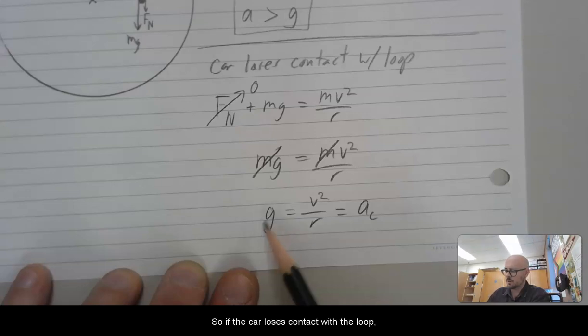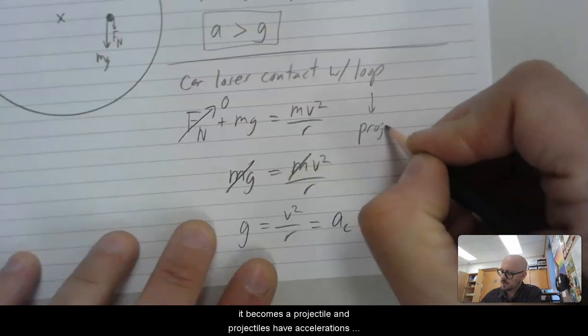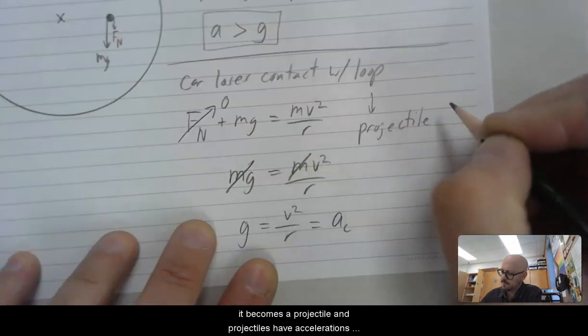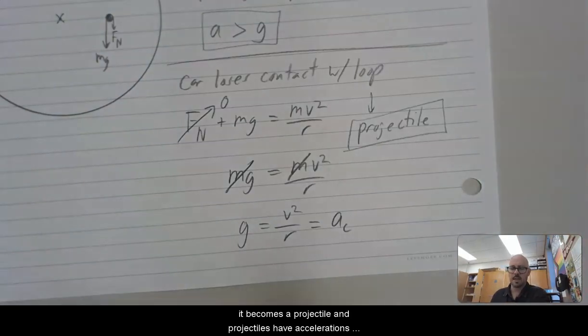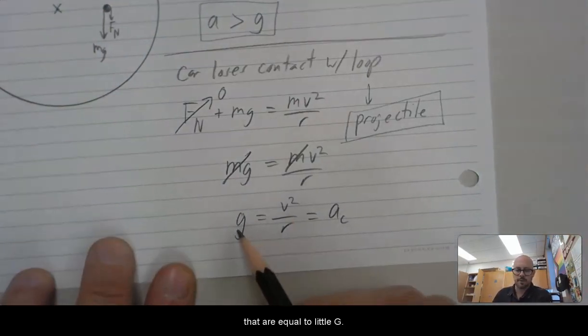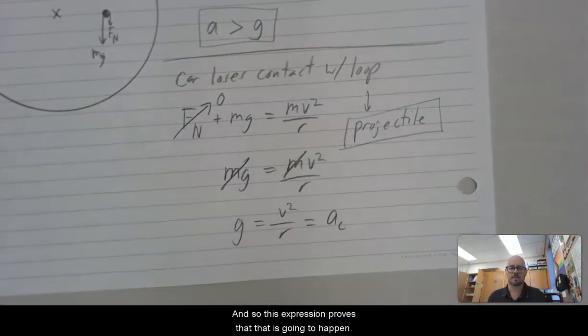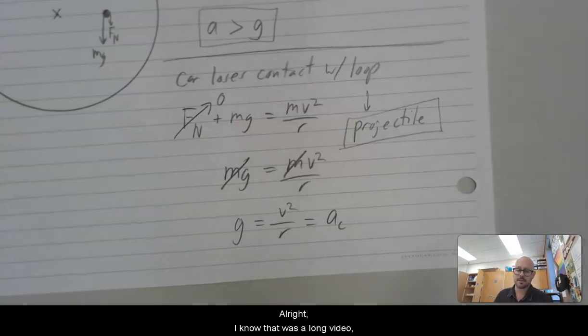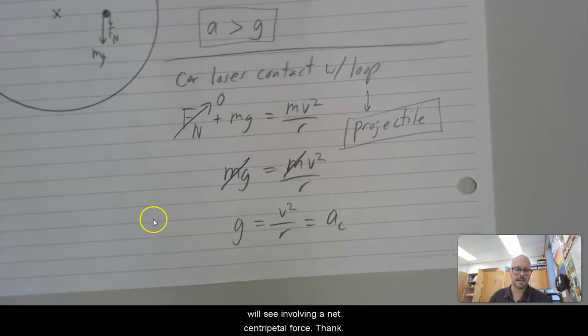So if the car loses contact with the loop, it becomes a projectile. And projectiles have accelerations that are equal to little g. And so this expression proves that that is going to happen. All right, I know that was a long video, but that takes care of the majority of the situations you will see involving a net centripetal force.